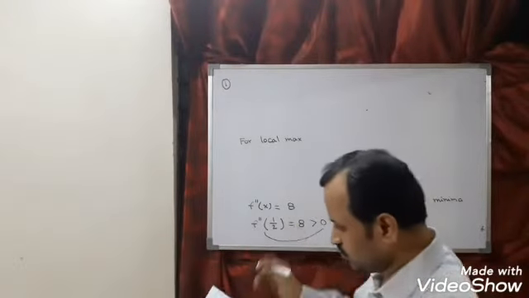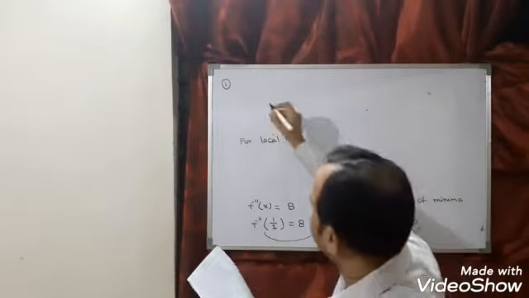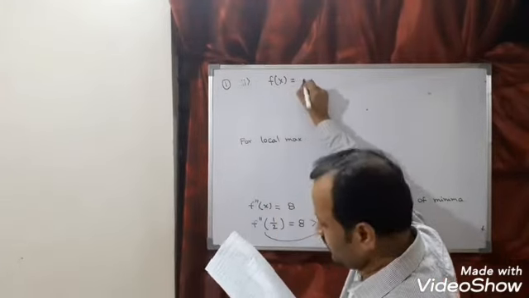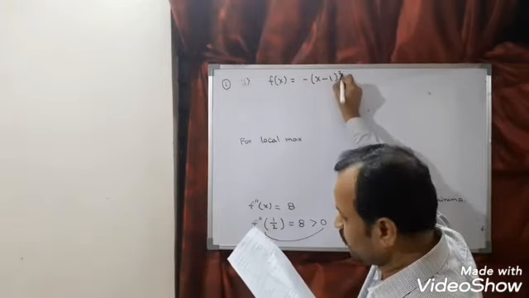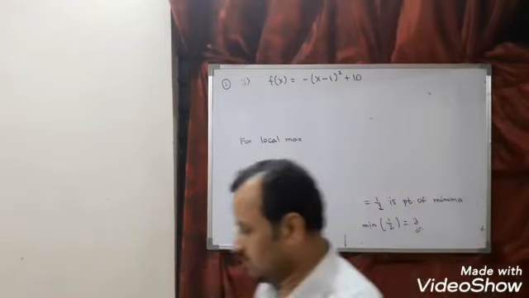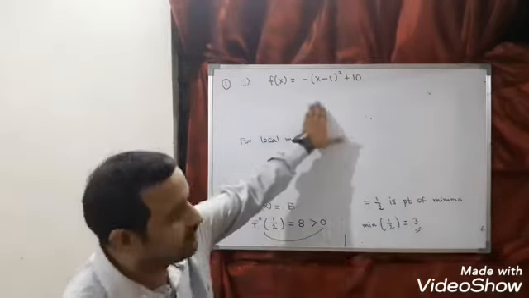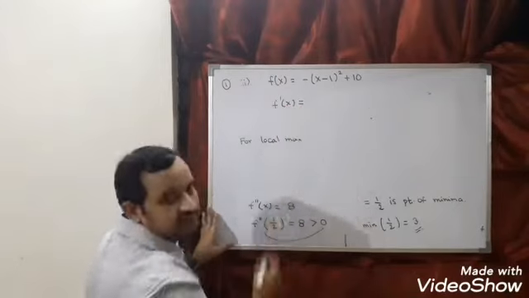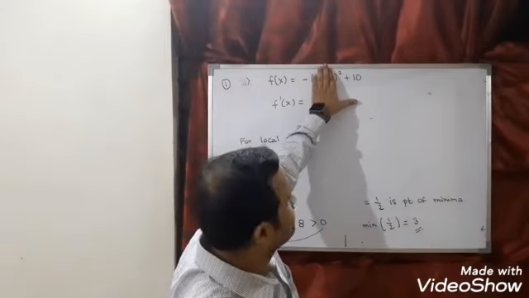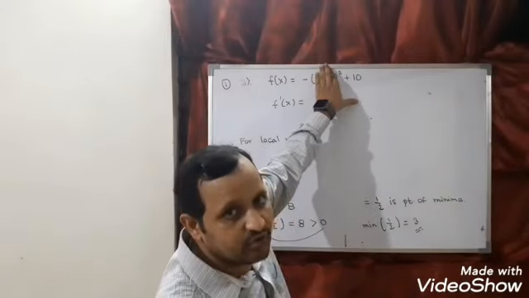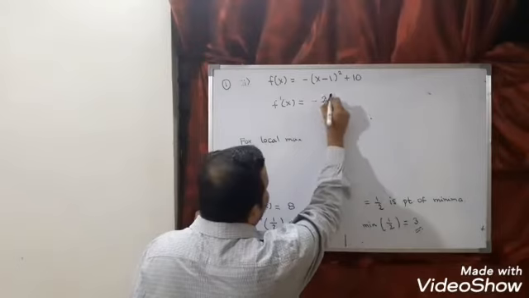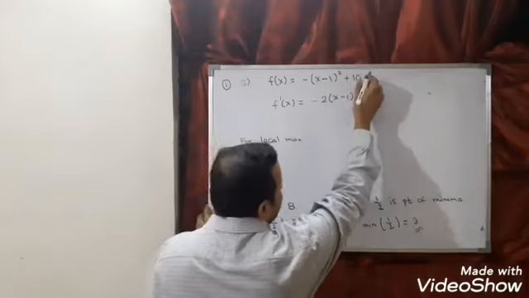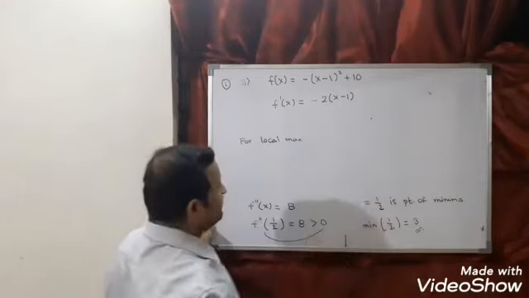This is question number 3. And question number 3 here is f of x is equal to minus of (x minus 1) whole square plus 10. Find the maximum and minimum value. Now look here. The first step is to find f dash x. So f dash x is equal to: assume this to be x, differentiation of x square is 2x. So minus of 2 into (x minus 1). Differentiation of x minus 1 is 1. And this is a constant.